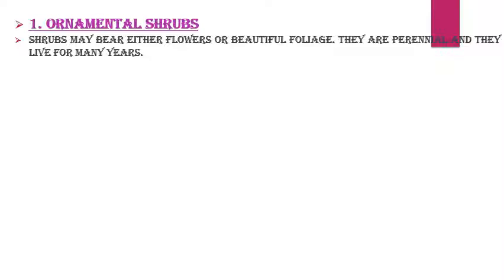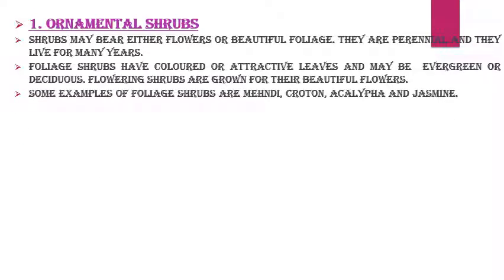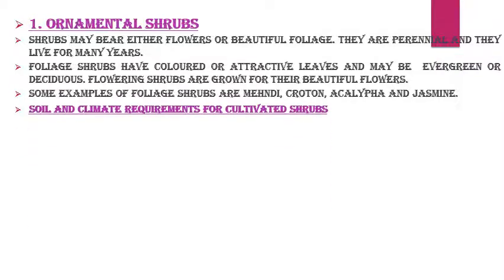Ornamental shrubs may bear either flowers or beautiful foliage. They are perennial and they live for many years. Foliage shrubs have colored or attractive leaves and may be evergreen or deciduous. Flowering shrubs are grown for their beautiful flowers. Some examples of foliage shrubs are mehndi, croton, acalypha and jasmine.